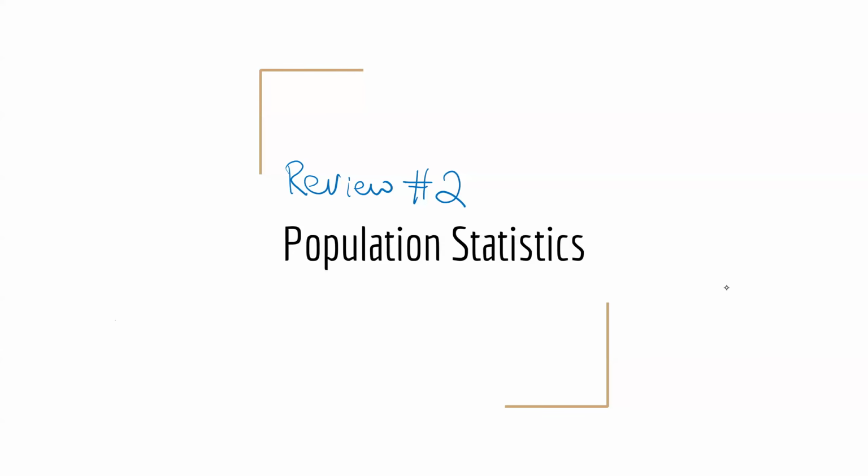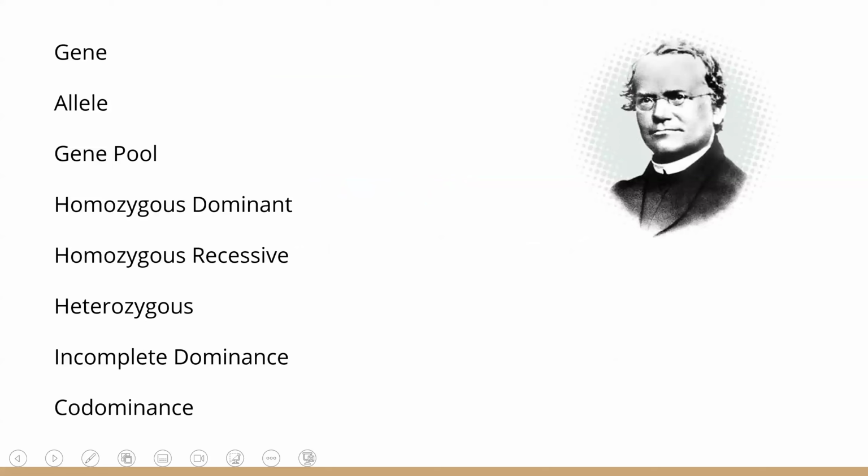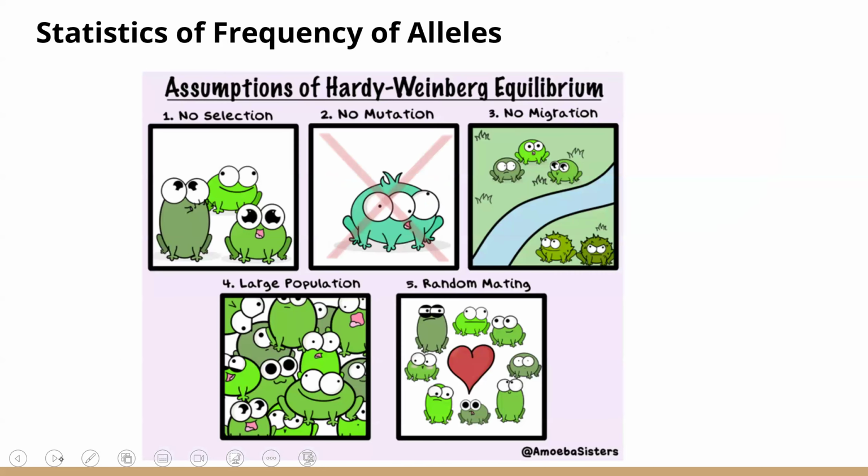All right, this is the second review video for our CCP Bio 1220. After we talked about natural selection, we moved on to population statistics and phylogeny speciation. So we started off with a review of genetic terms like alleles, dominant, recessive, heterozygous, incomplete codominance. If you don't remember those, go back and look at your notes. So that took us into Hardy-Weinberg.